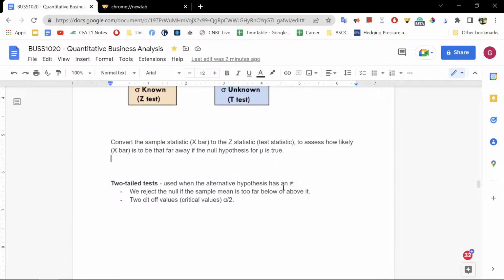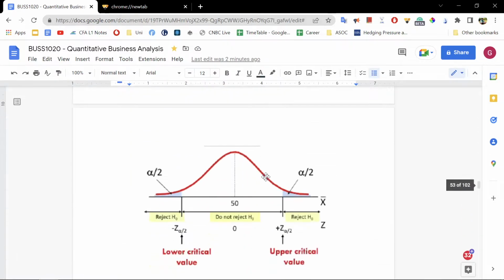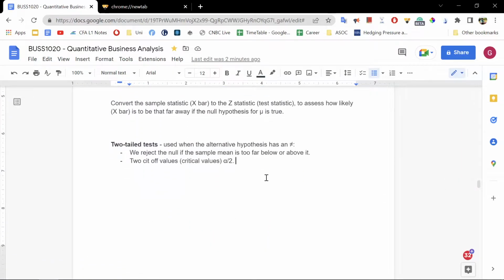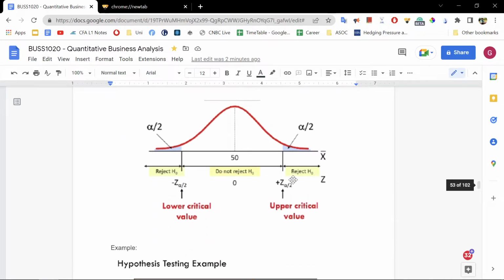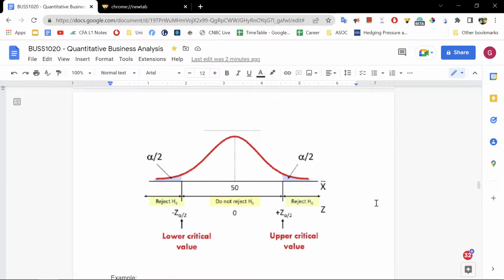Okay, so two-tailed test. Another thing to take note of: when we are doing two-tailed tests, that means hypothesis testing with a hypothesis containing a not equal to sign such as this one, then we have to divide alpha by 2. Why? Because as we can see right here, there are 2 rejection regions.